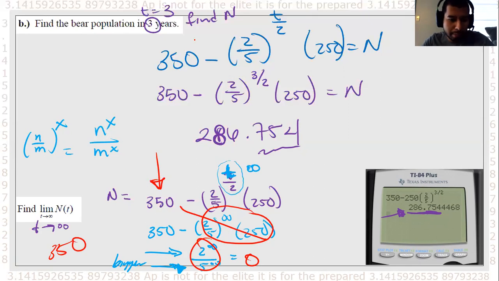According to this population growth, as they continue to live forever, they will only have 350 bears. Pretty cool. That's all I have for you guys.